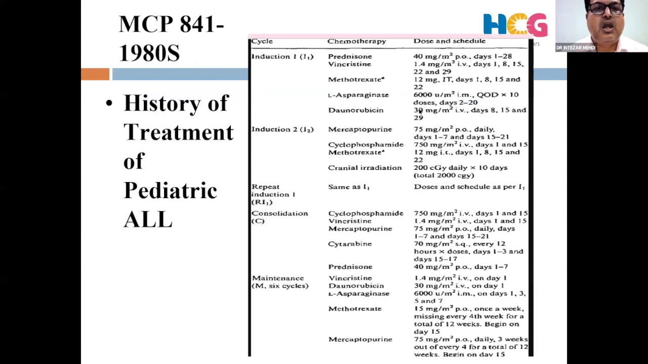As you can see with ALL, like I showed in the beginning, before about 1970, the cure rates were unfortunately less than 10%. That is the global data, not just in India alone. This MCP 841 protocol was in the 1980s by a group of doctors in Tata and Kidwai, and you can see that they used simple prednisone, vincristine, L-asparaginase, daunorubicin, and intrathecal methotrexate and 6-MP. The doses here were much lesser than what we use now in BFM or the UKALL group.